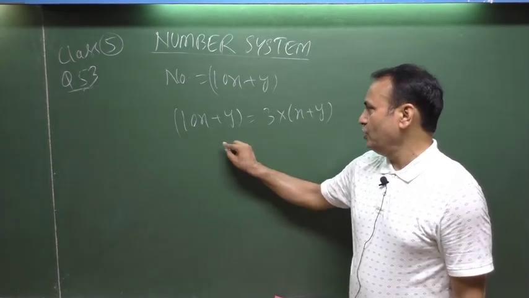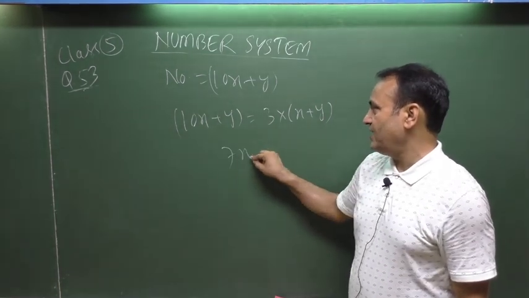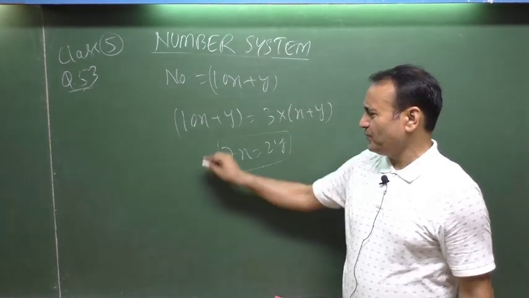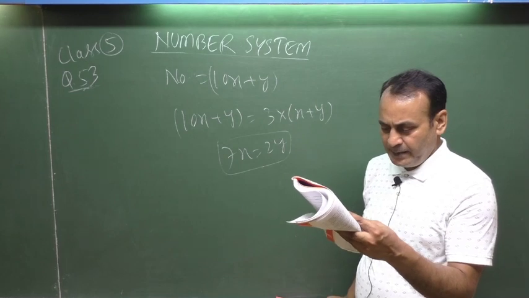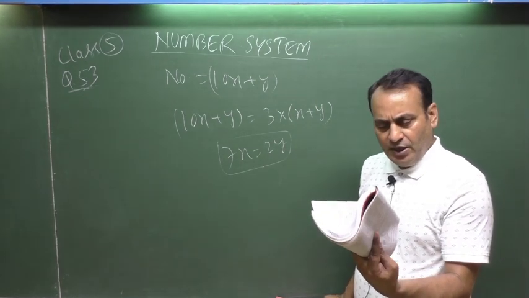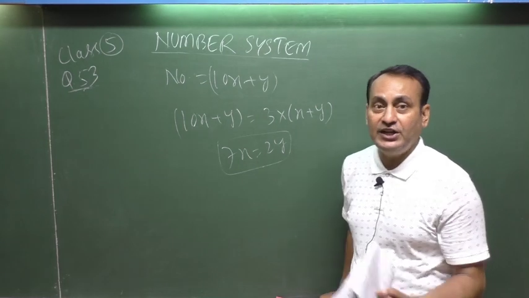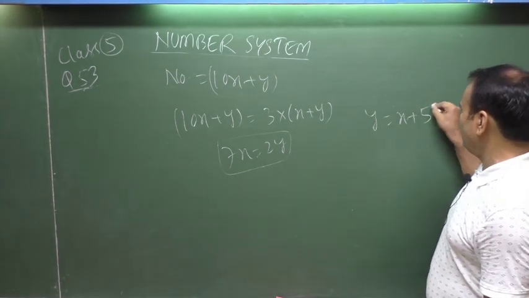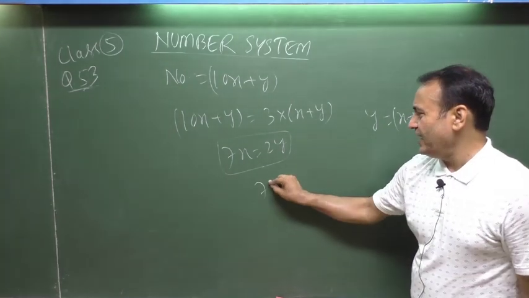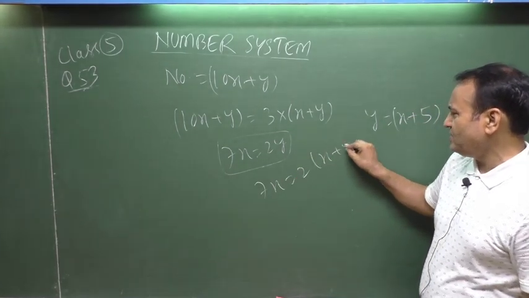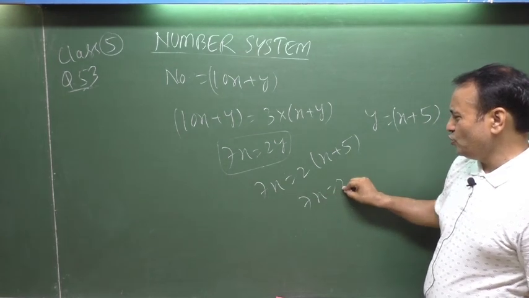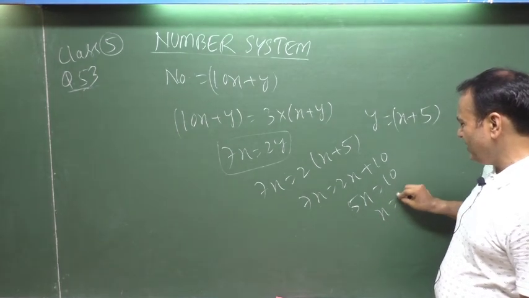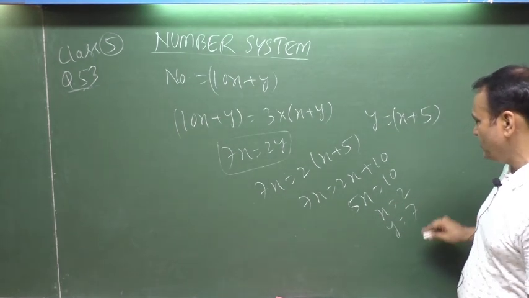This is your equation. Now 10x plus y equals to 3x plus 3y, so 7x equals to 2y. This is your relation here. Now next sentence. Question says unit digit is 5 more than 10 digit. Unit is 5 more than 10. Now 7x equals to 2y, y equals to x plus 5. 7x equals to 2x plus 10. 5x equals to 10, x equals to 2, y equals to 7.